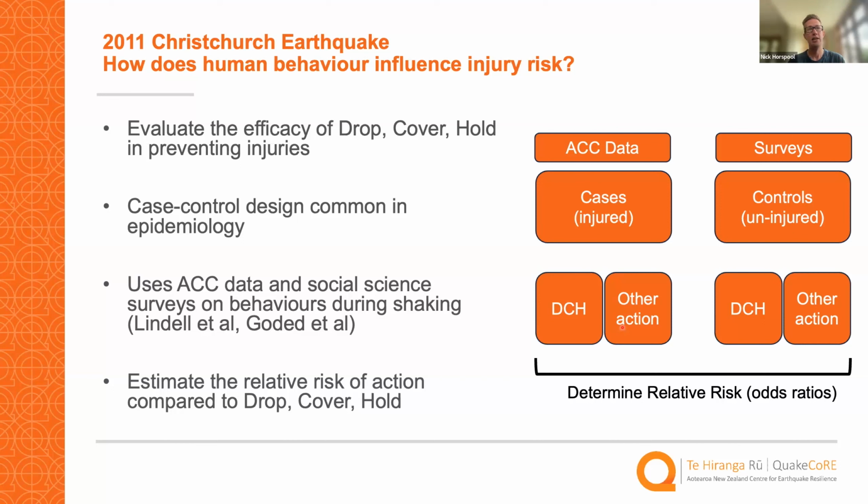There was a survey that Julia Becker and David Johnson were involved in, and also Tatiana Goddard from GNS Science. We used those surveys where people are uninjured as controls, and we used our injury data as the cases. What we can do is compare the rates of the different injuries between those 2 groups and actions, and we can come up with a relative risk between different actions.